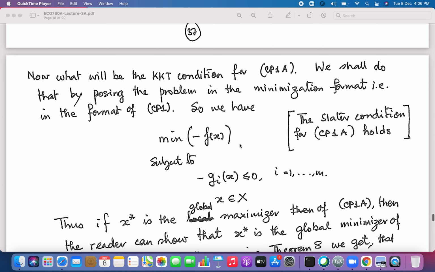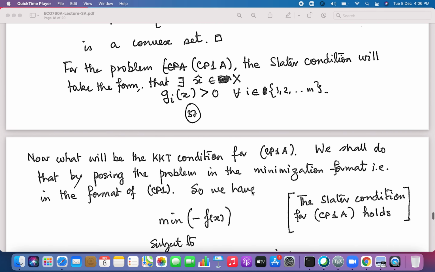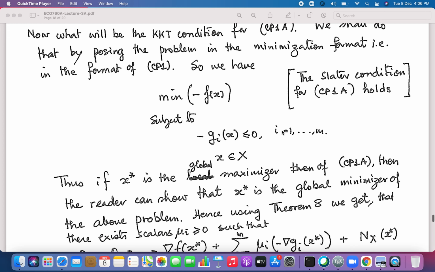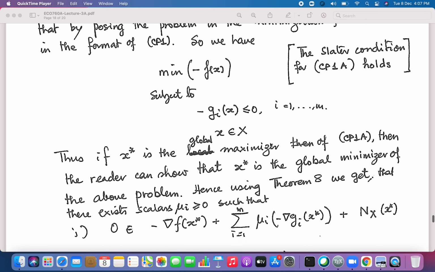So what we do, we'll put this in the minimization problem: minimize minus f(x) subject to this. So what happens is that we have just changed the signs, that's all. And you know that minus of min of minus f(x) is max of f(x). So now we'll consider the situation where the Slater condition holds. So the Slater condition for CP1A holds. So for this problem, the normal Slater condition holds.